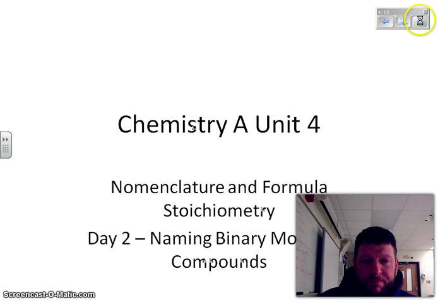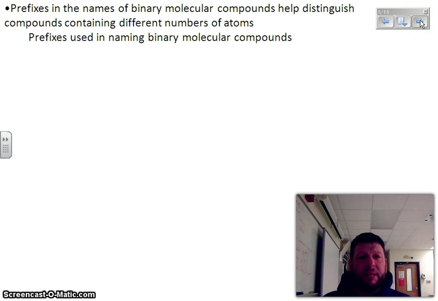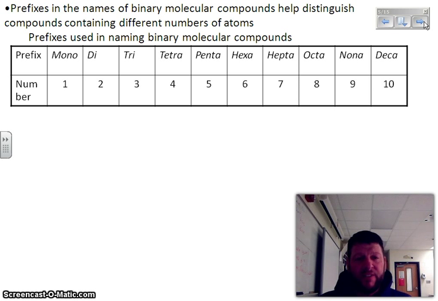So let's get started. Now, prefixes in the names of binary molecular compounds will help distinguish compounds containing different numbers of atoms. Prefixes come before the name. Suffixes come at the end of the name. So prefixes that we used in naming binary molecular compounds include the following.